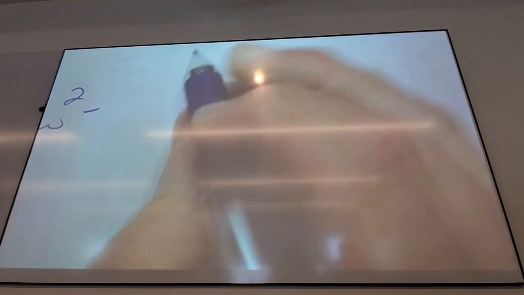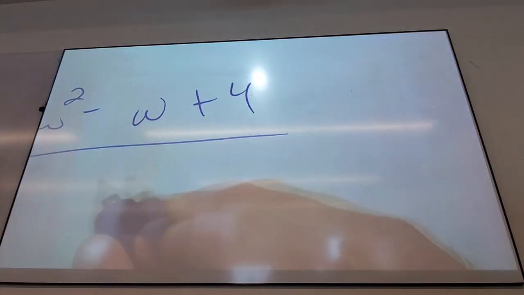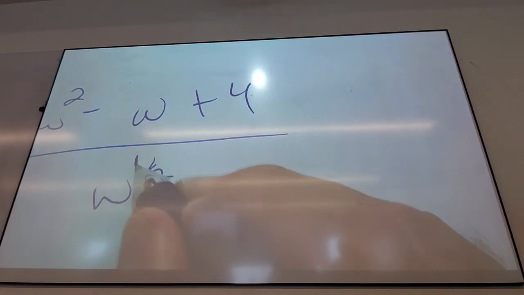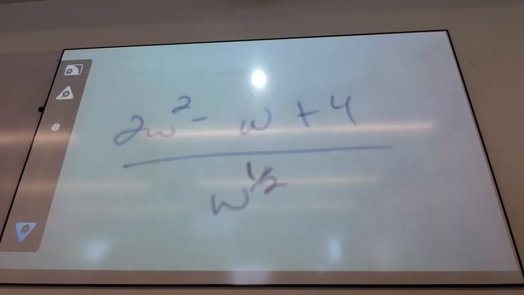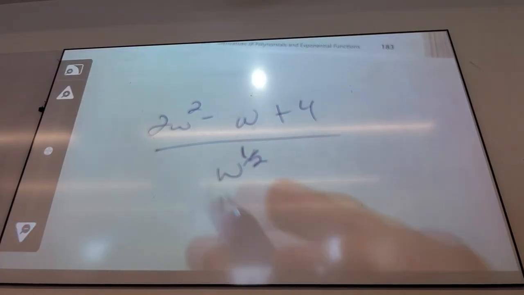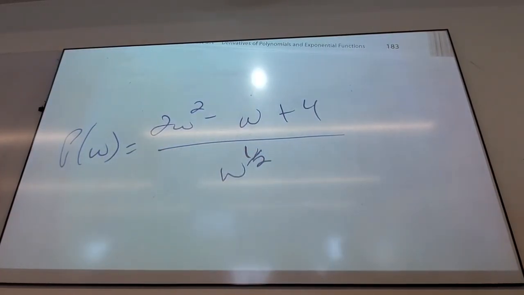Okay. So here's the problem. I'm not sure if this is a homework problem or not. I don't think it is, but it's just the first one I saw that was the kind I wanted, right? So there's the problem. And they called it P of W because they're weird.